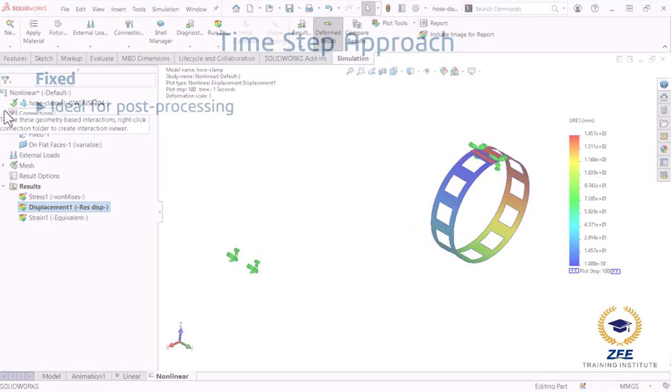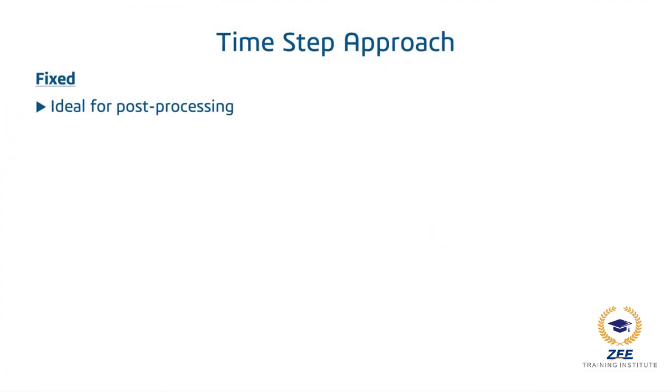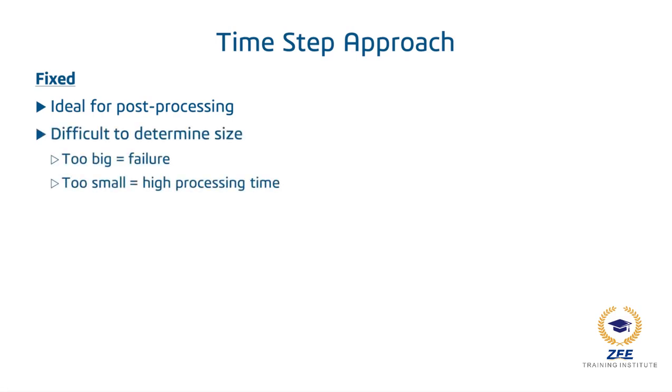Fixed time increments provide ideal post-processing data due to their equal size steps. But issues arise when processing these data. Choose a load step too large and the processor fails to converge and reach equilibrium. Choose a load step that is too small and the processing time increases unnecessarily. For most studies, the ideal step size varies throughout the solution process.